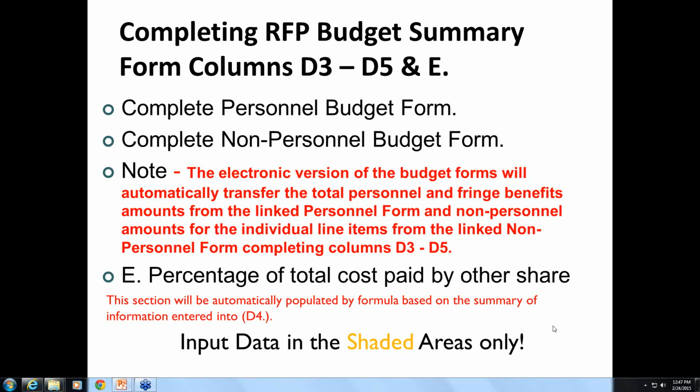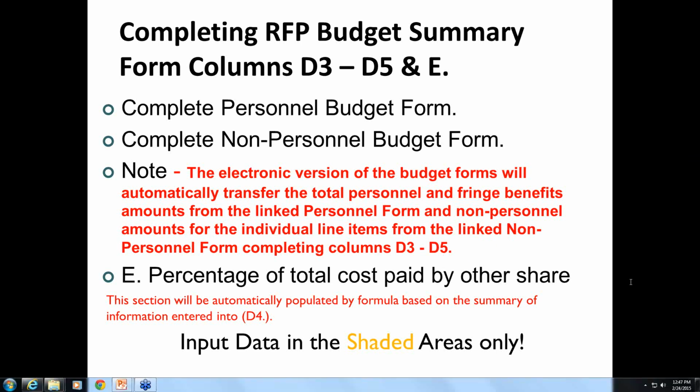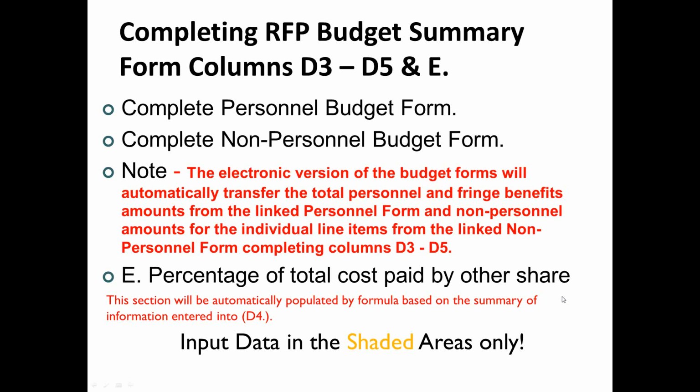So it's basically saying that in order to complete the body of the summary budget form, you have to complete the personnel budget form and the non-personnel budget form. Then we'll end up with the percentage of total costs paid by the other share. This section will automatically be populated by formula based on the summary of information entered into D4. Okay? We want to make sure that we are inputting data in the shaded areas only.